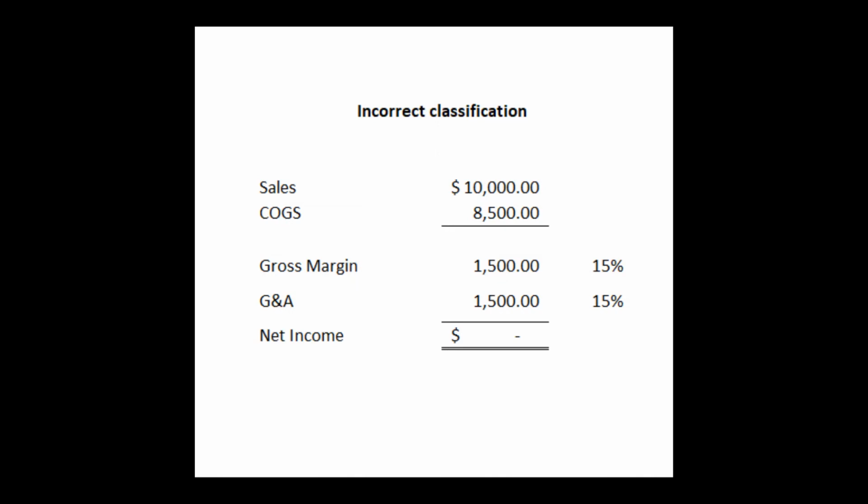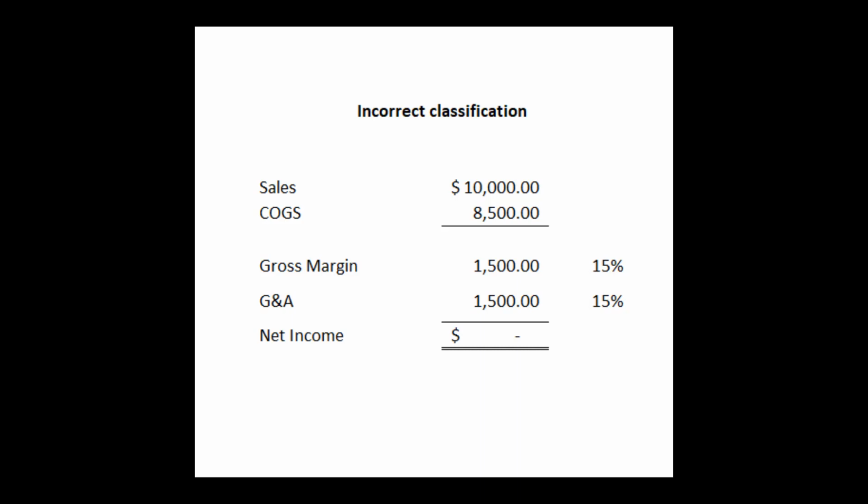So let's quickly show what can happen if you misclassify an amount between your cost of goods sold and your general administrative expenses. In this very simplistic example, we've got sales of 10,000, cost of goods sold of 8,500, a gross margin of 1,500, and G&A of 1,500. So we're breaking even, and net income is 0. We're saying our G&A as a percent of sales is 15%. Let's say we've analyzed all of our products and we have some at 16%, 17%. So we're good with that. It's above the break-even percent, so we're happy with that.